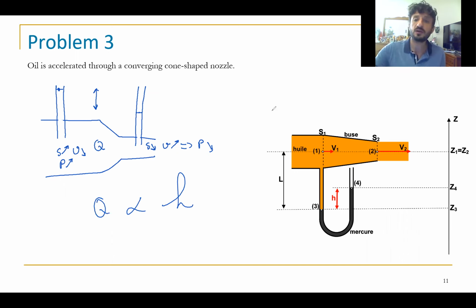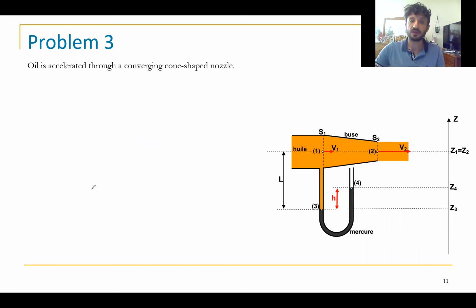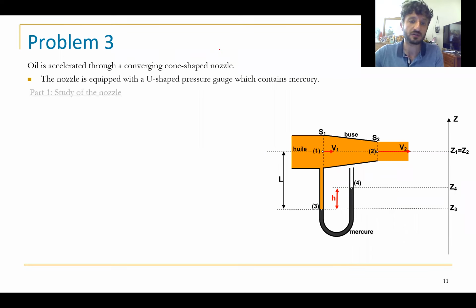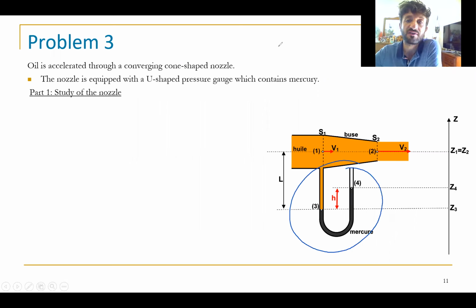Okay, now let me solve this problem. Here we have simply oil accelerated through a converging cone-shaped nozzle. I mean we have two sections, S1 and S2, as you see in the figure. And the nozzle is equipped with a U-shaped pressure gauge which contains mercury. Here we have this shape of U-tube, and inside we have mercury.